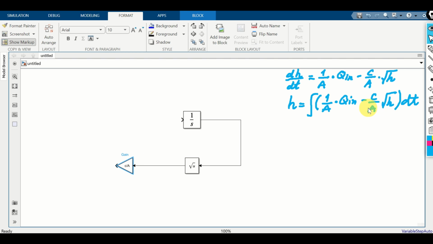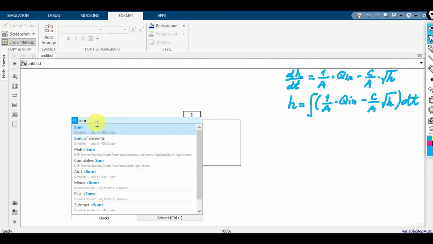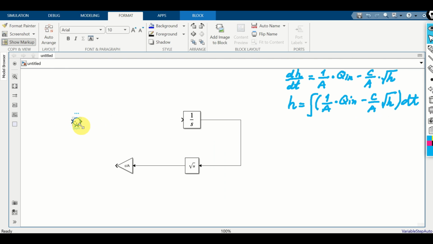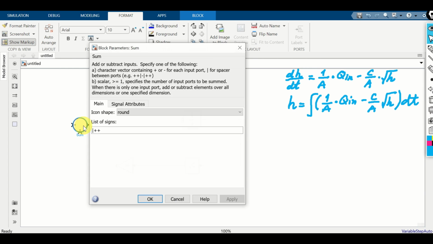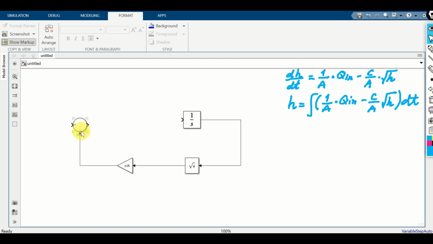Next, we need to add a summation block. Double-click over here and search for sum. Enlarge the sum, double-click on the sum, and change this last plus to the minus. Click OK and connect the output of this gain to this minus port. Good, now we have minus C over A multiplying square root of h. Perfect. Next we need to add q input. Note over here that q input will be the output of the saturation limit.